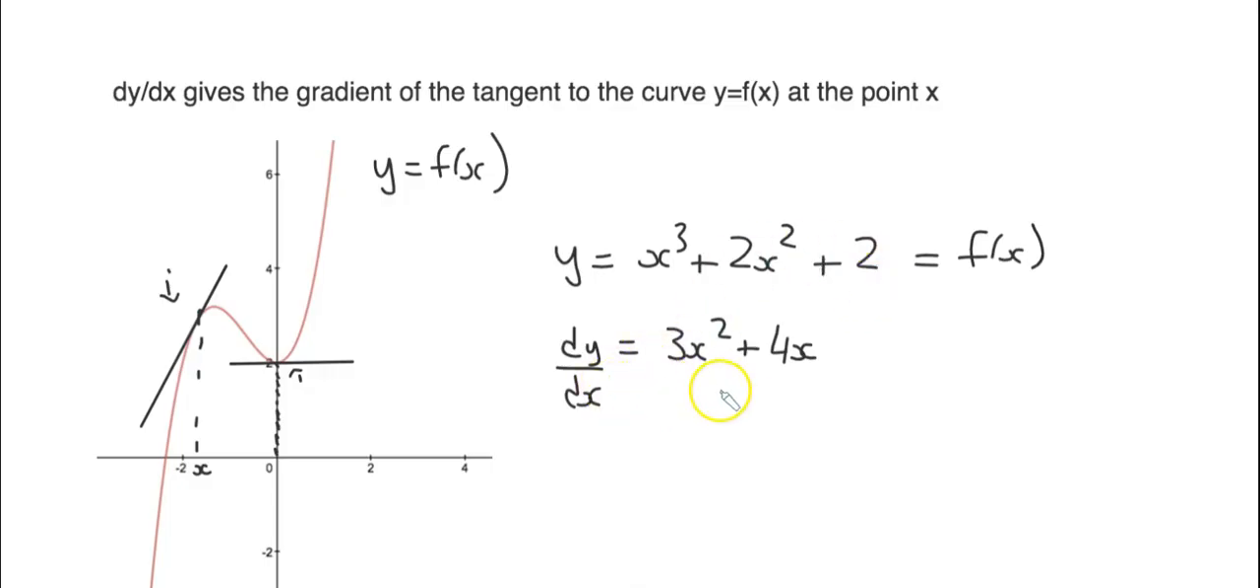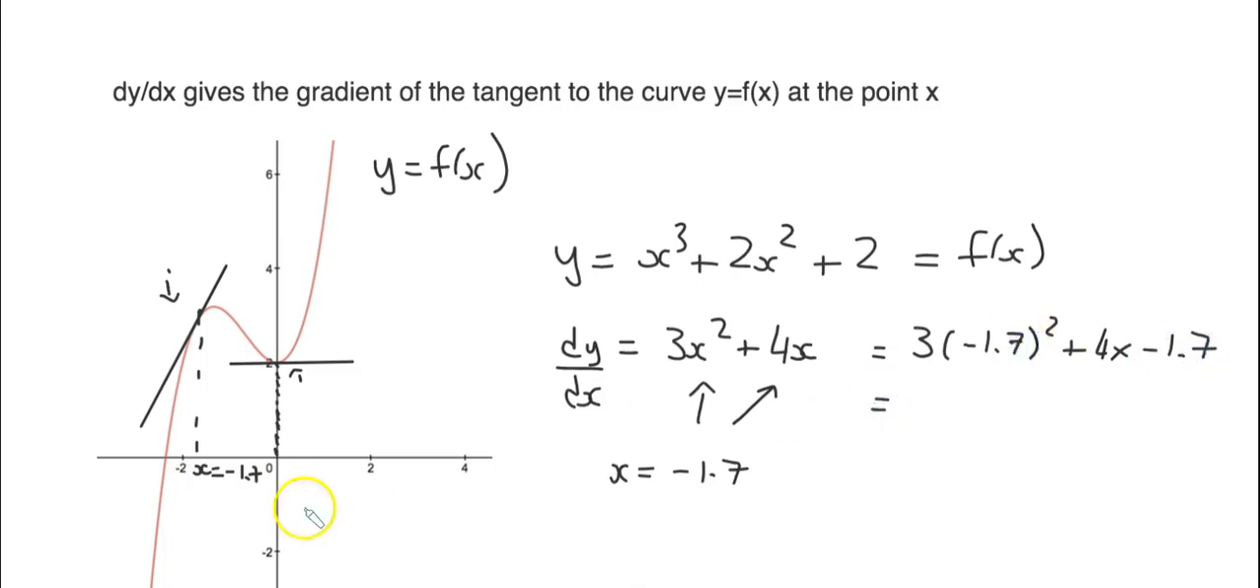And you can see that this dy dx has x in it. So really, the gradient is a function of the x coordinate. As this x coordinate changes as we go around this curve, the actual gradient will be different as well. Now, let's say that this coordinate here was minus 1.7. So how do we work out the gradient of this line? What we do is we sub in x is equal to minus 1.7 into here and here, and we evaluate that. So it'll be 3 times minus 1.7 squared plus 4 times minus 1.7.